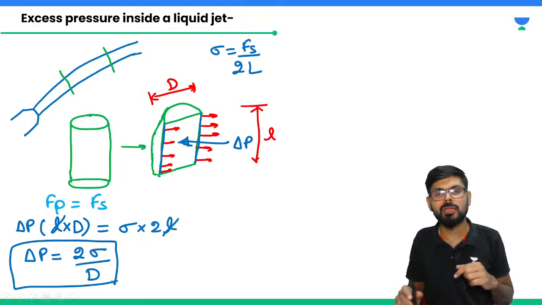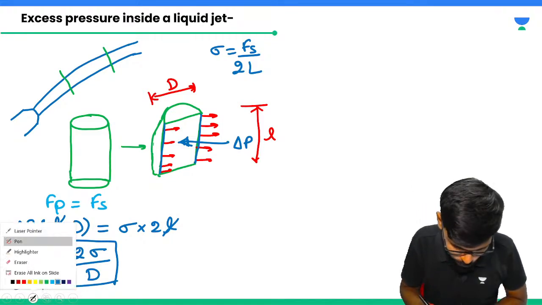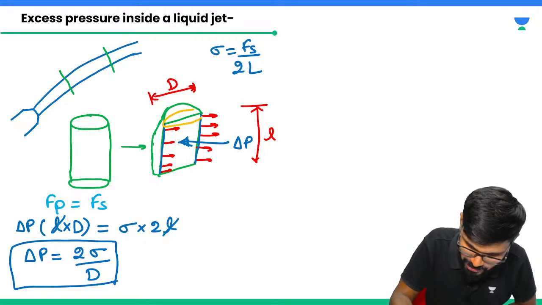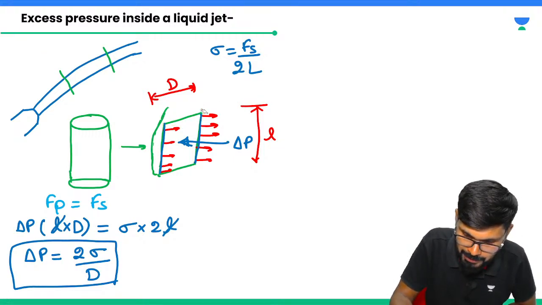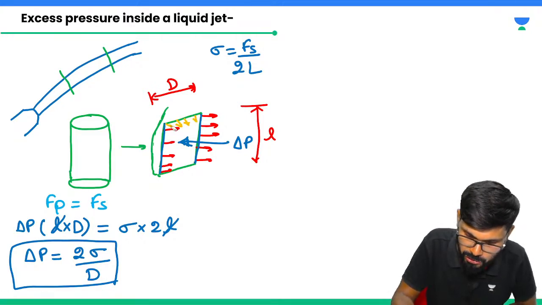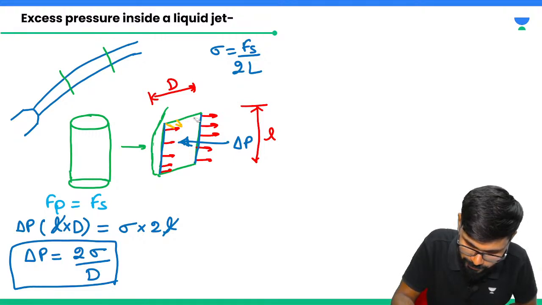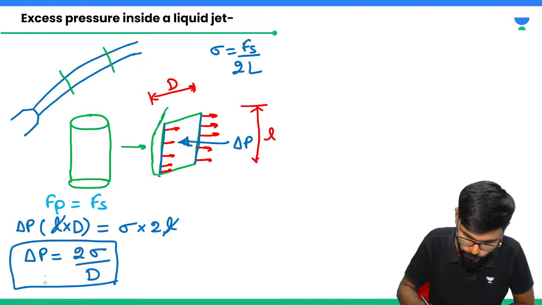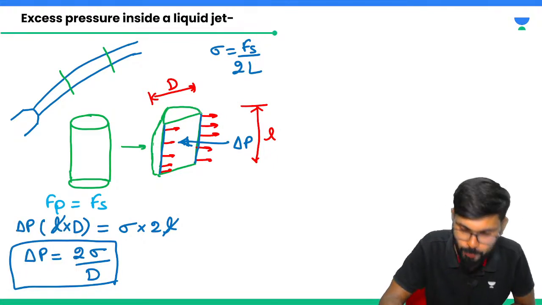Now one confusion. Most of the students have one confusion: sir, why did you not consider this surface also? Here also it will act, right? Many students are thinking like this. But it is not like this, beta. Please listen carefully. Why? I will tell you. Because that is not going to be an exposed surface.